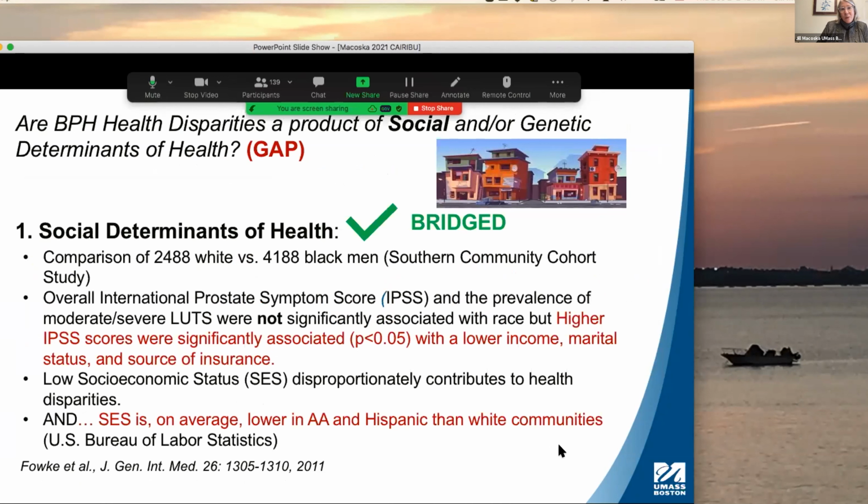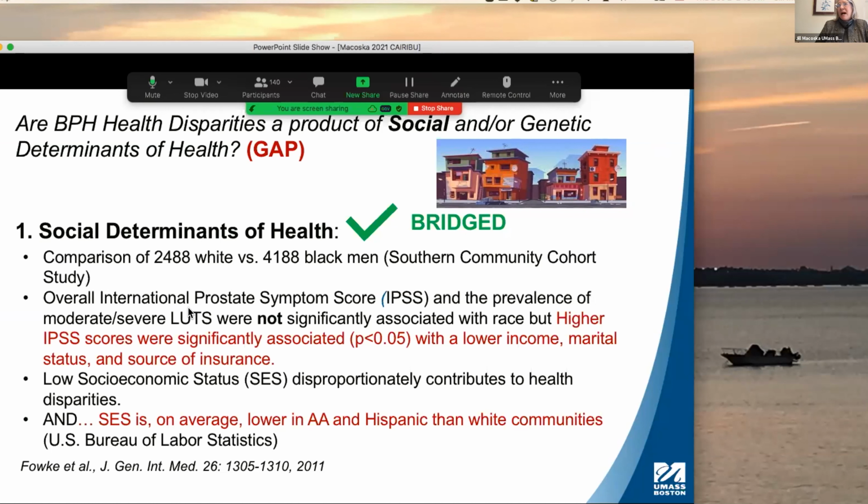So where does that come from? Why is that? So here we have to actually look at the social and the genetic determinants of health and see what's going on here and how these might be contributing to health disparities in lower urinary tract function. So looking at social determinants of health, there have been several studies done. I'm going to show you one here from Folk et al. using the Southern Community Cohort Study, where they looked at IPSS, which is International Prostate Symptom Score. I probably should have said that on the previous slide.